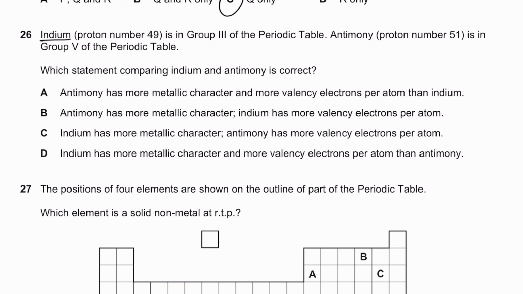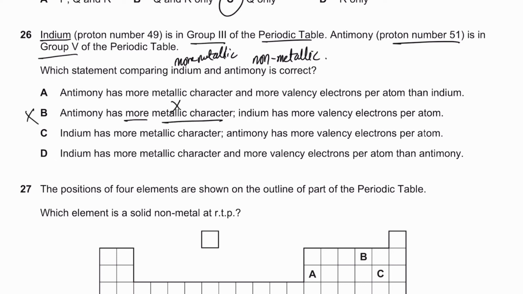Indium of proton number 49 is in group 3 of the periodic table. Antimony of proton number 51 is in group 5 of the periodic table. Which statement comparing indium and antimony is correct? So indium is in group 3. So indium is more metallic, and antimony is more non-metallic. So antimony has more metallic character.